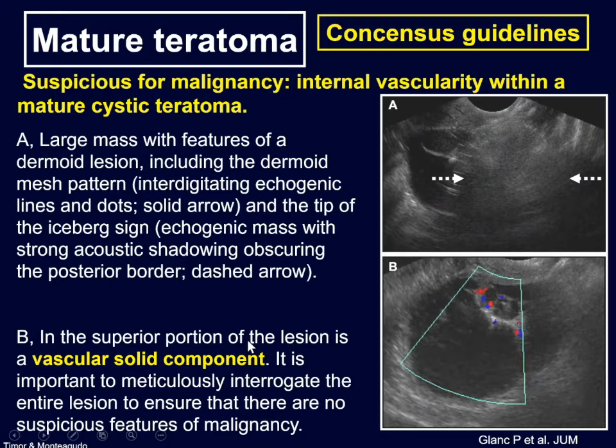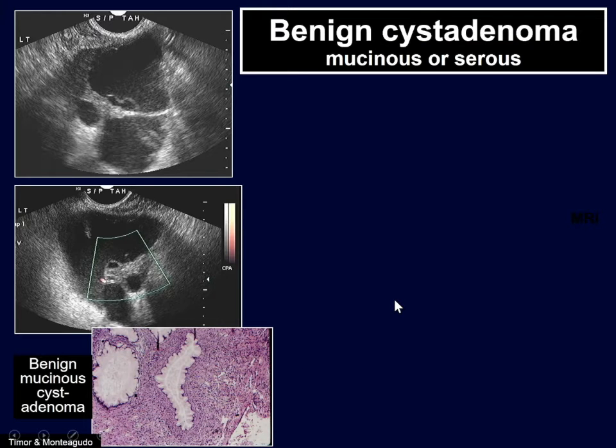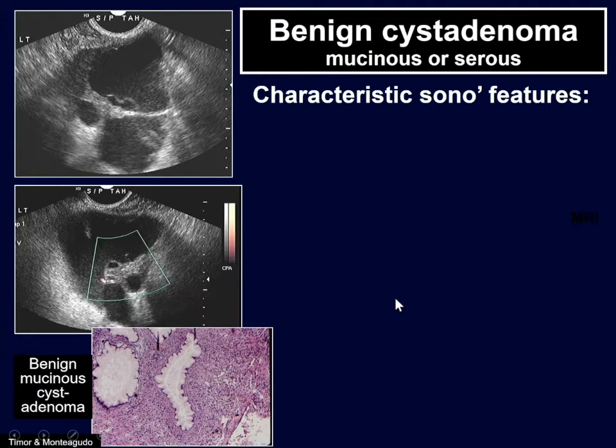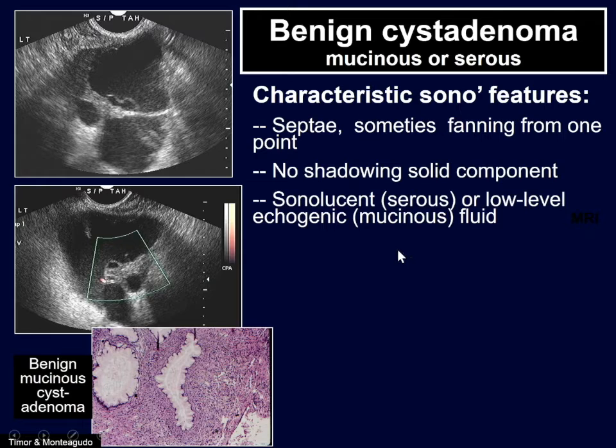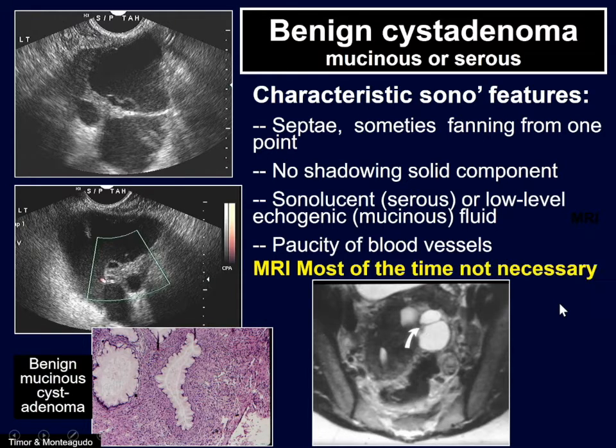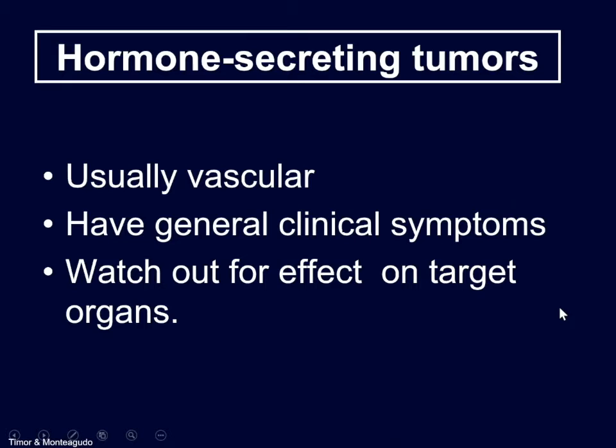Again, we talked about this before. The benign cystadenoma, they can be mucinous or serous. And the interesting characteristic sonofeatures are that they have septae, sometimes fanning from one central area, from one point. There is no shadowing present. There is usually not too many or large solid components in them. They have anechoic serous or echogenic mucinous fluid in them. They have very few blood vessels. MRI is most of the time not necessary because you can define it pretty well with sonography.